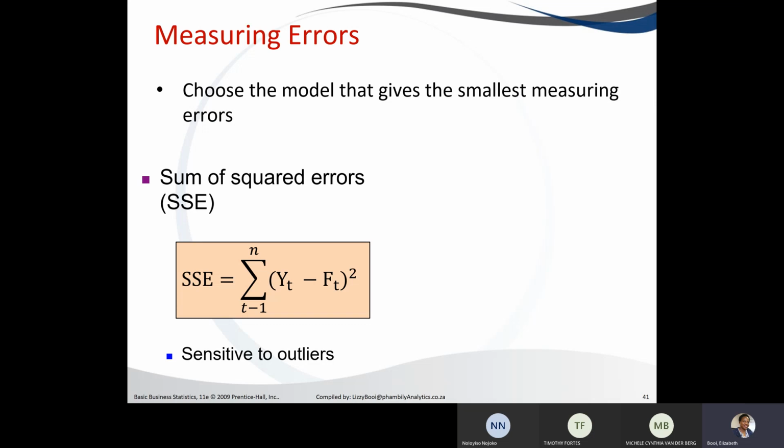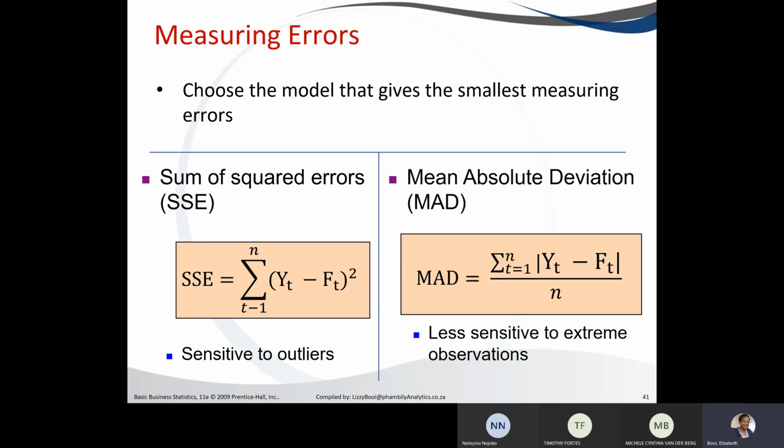So if your data contains bigger values that are away from the rest of the other values, that is, it has outliers, your sum square error measure will also be affected by those calculations, because then you will have estimated values that are way too far and will skew your data. So it's very sensitive to outliers.